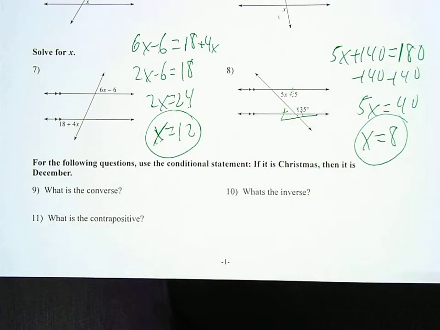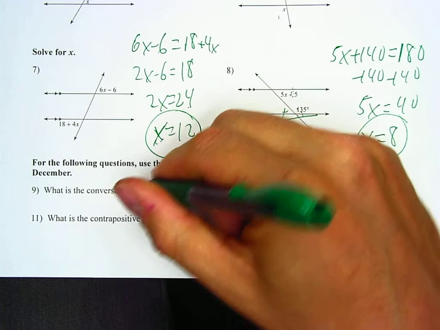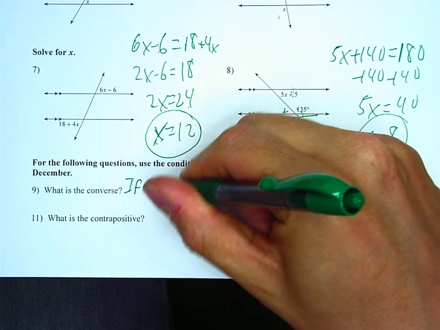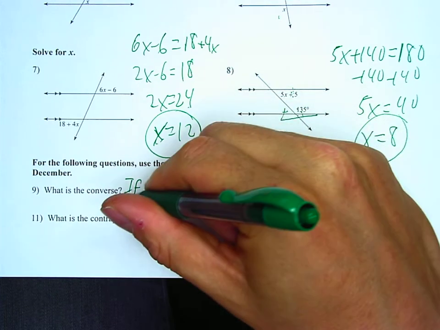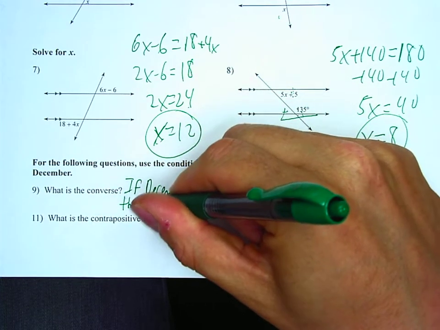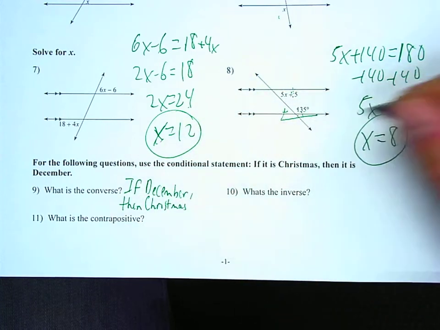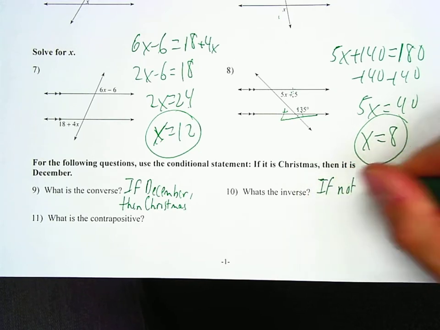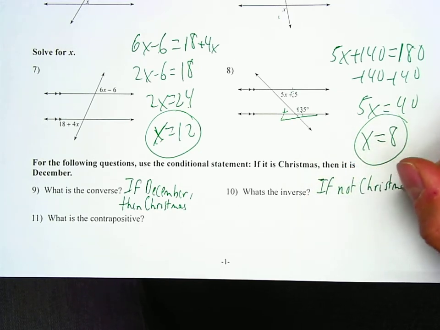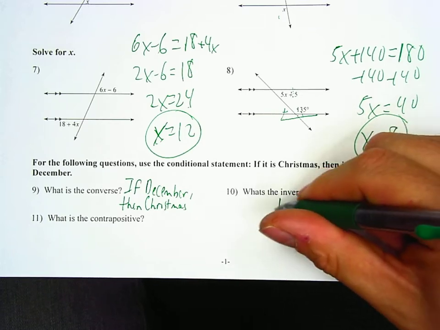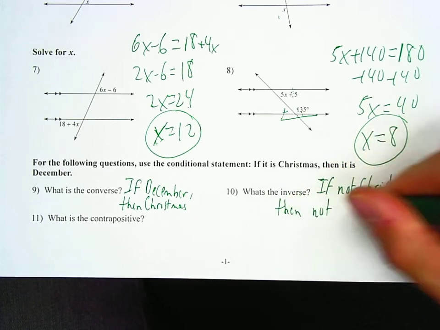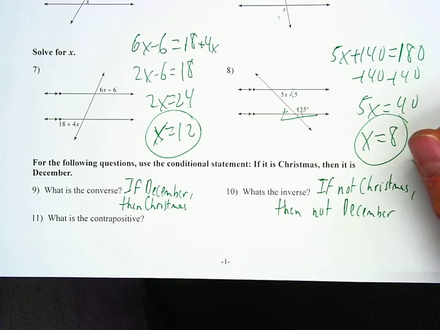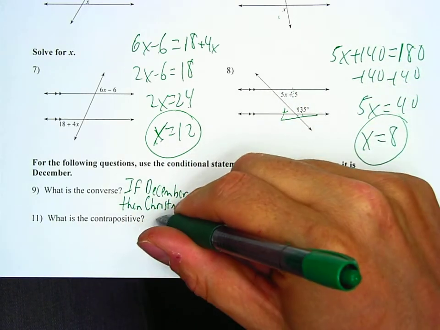All right, converse, inverse, contrapositive. The converse, again, is switching the statements. So if December, then Christmas. The inverse is negating the statements. So if it's not Christmas, then not December. And the contrapositive is negation and the switch. So if it's not December, then it's not Christmas.